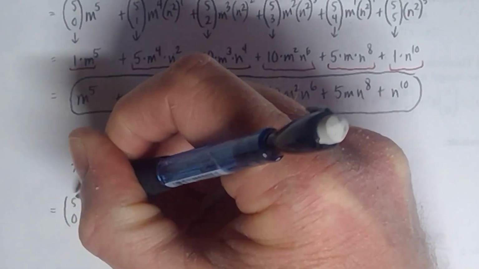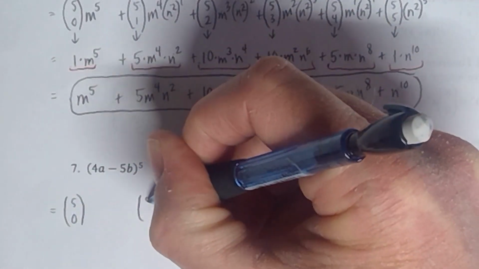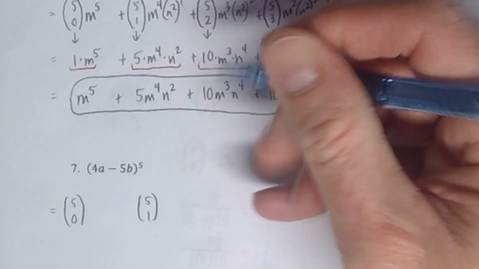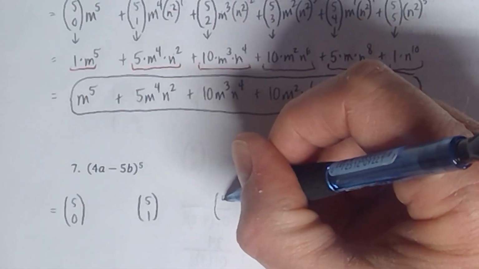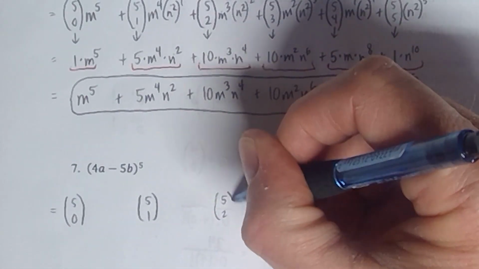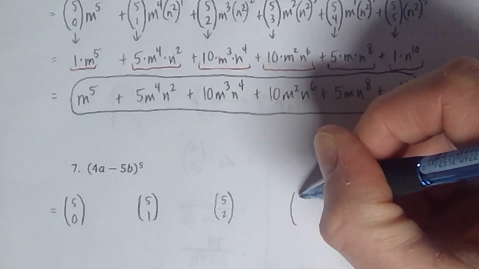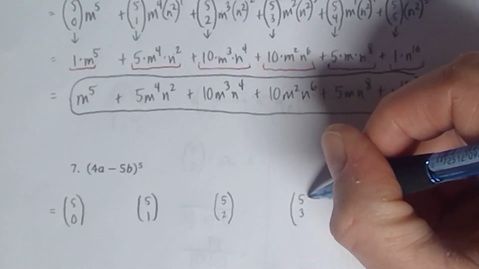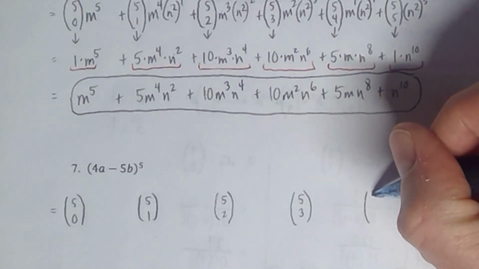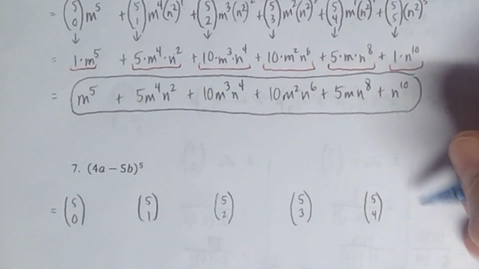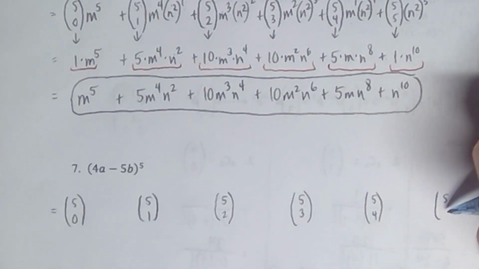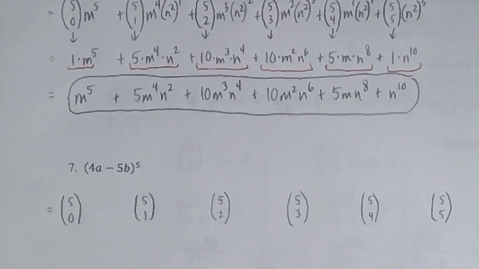5 choose 0. 5 choose 1. 5 choose 2. I'm going to make a little bit more room than last time here because this problem's a little bit bigger. There we go, like that.